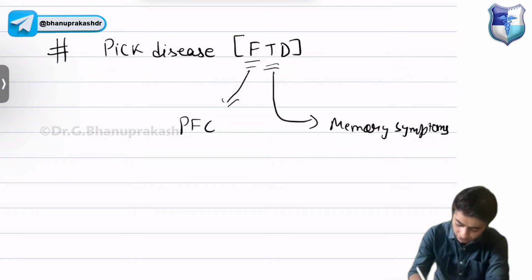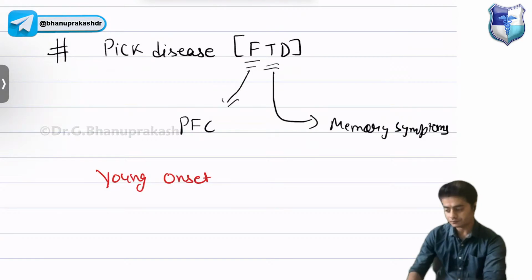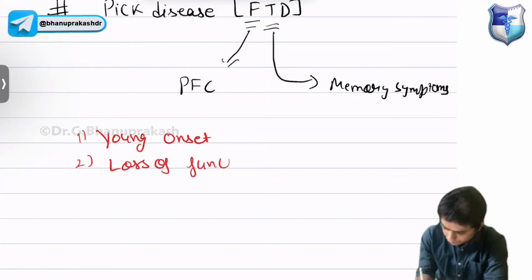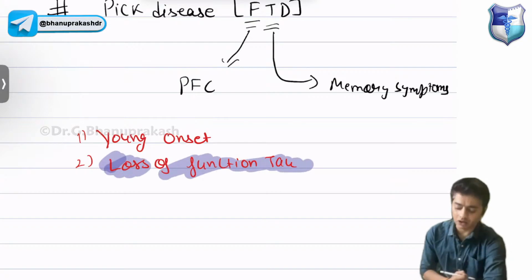Pick disease, FTD, frontal lobe symptoms, temporal lobe symptoms. Prefrontal cortex symptoms, that is cognitive symptoms, will be affected in Pick disease. So it is a disease of young onset, and it is due to loss of function of tau protein. What is it due to? Loss of function of tau.